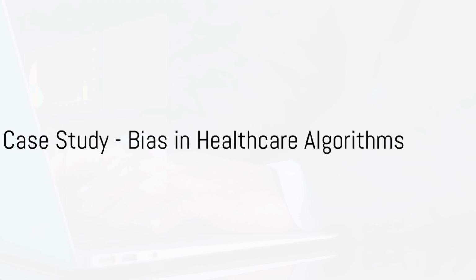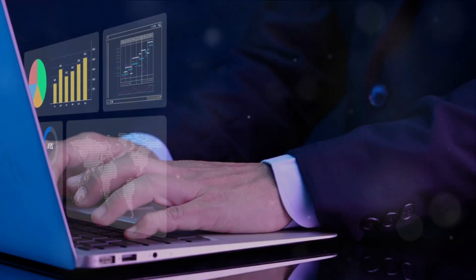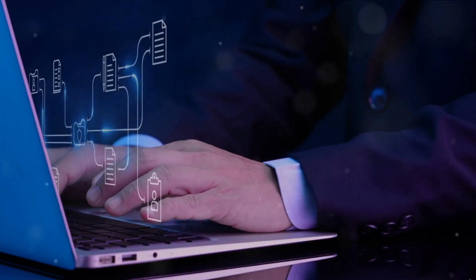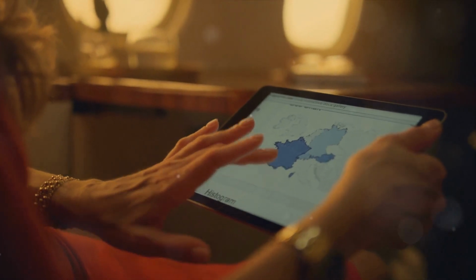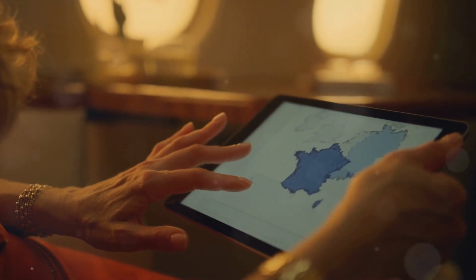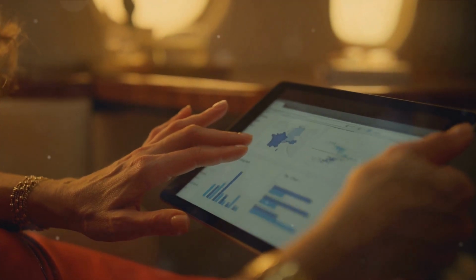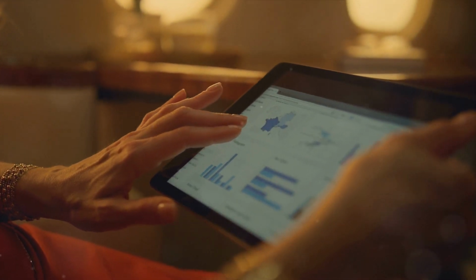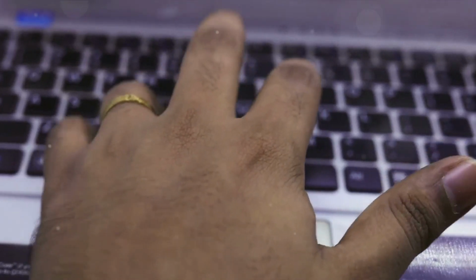Healthcare, a sector where accuracy and fairness are of utmost importance. But what happens when the algorithms used in healthcare discriminate? Now let's delve into a real-life instance where a healthcare algorithm was found to be biased. This case study illustrates the serious implications of data discrimination in healthcare.